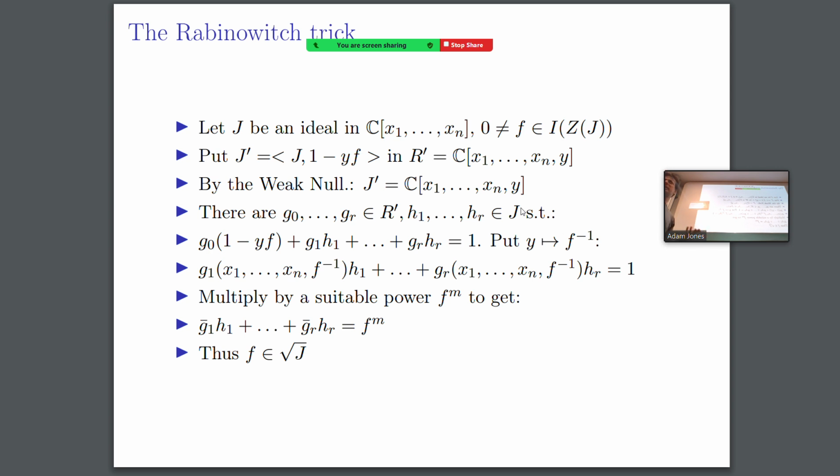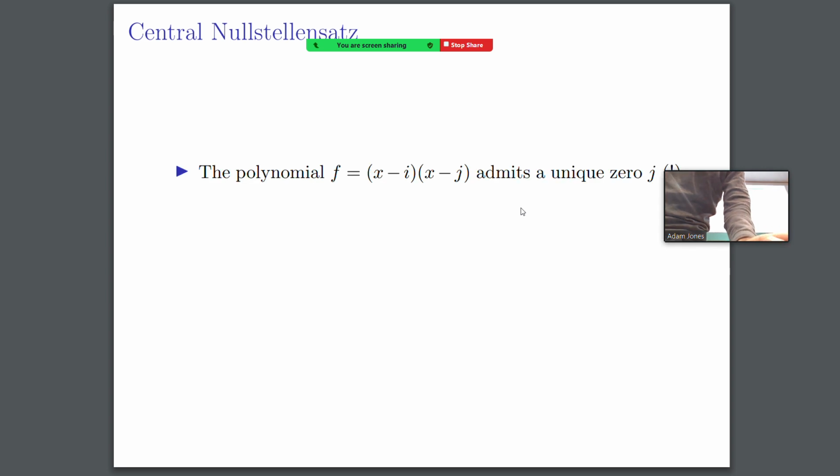Okay, now you can say, well, is this just a technical problem? No. We simply have a counterexample, even in dimension 1. So take this polynomial (x − i)(x − j). It might not be obvious, but it only has a single zero, namely j.